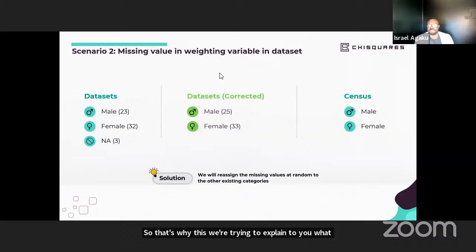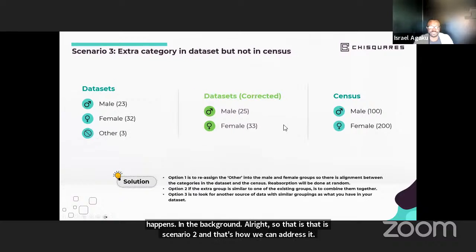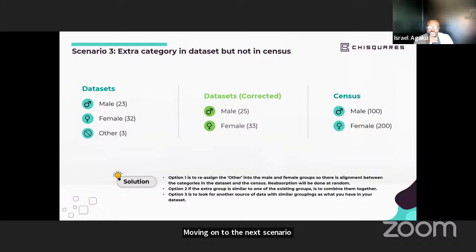All righty. So that is scenario 2, and that's how we can address it. Moving on to the next scenario. In scenario 3, we have something similar. We have male, female, and other in our data set, but the census only has male and female. So we're in a fix here because the categories must be identical for you to weight them. So what are the options? Well, option one is to reassign other at random into male and female.